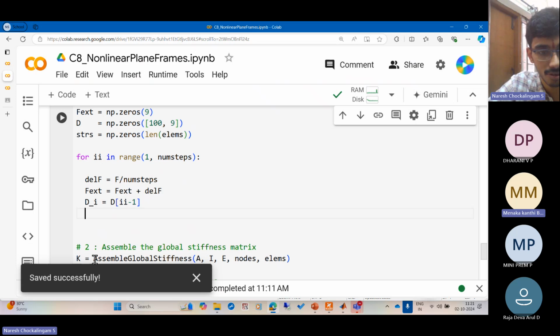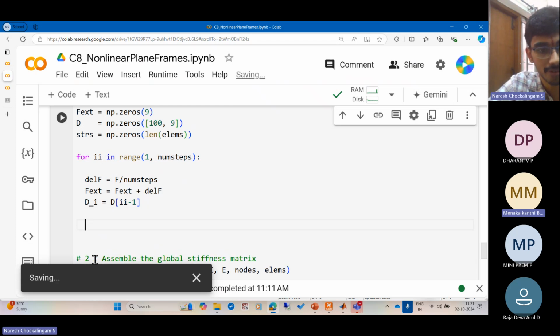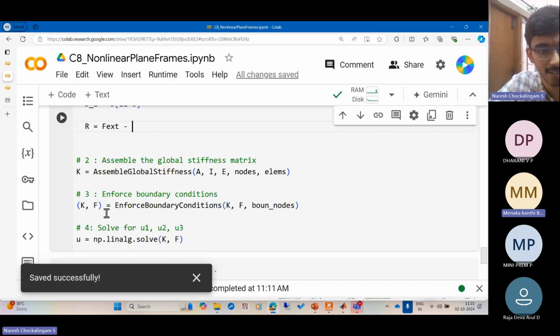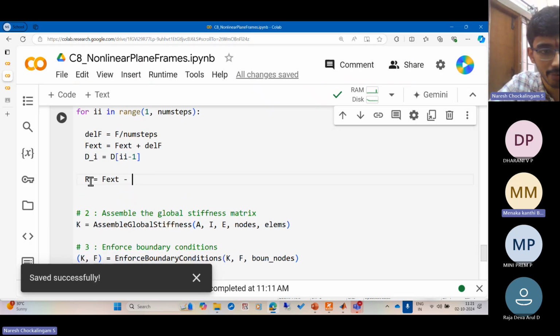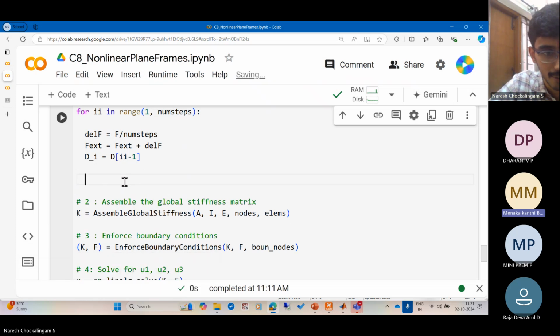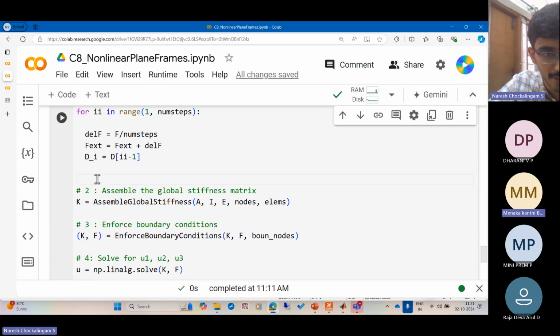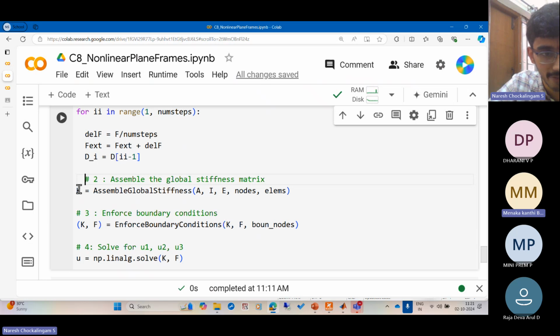Okay, so stress is initially 0. Now we have to get into the Newton-Raphson iterations. So let's compute the residual. R is equal to F external minus, okay, we need the K. So let me do this. Assemble global stiffness is there, right? This is required. So let's say assemble global stiffness.